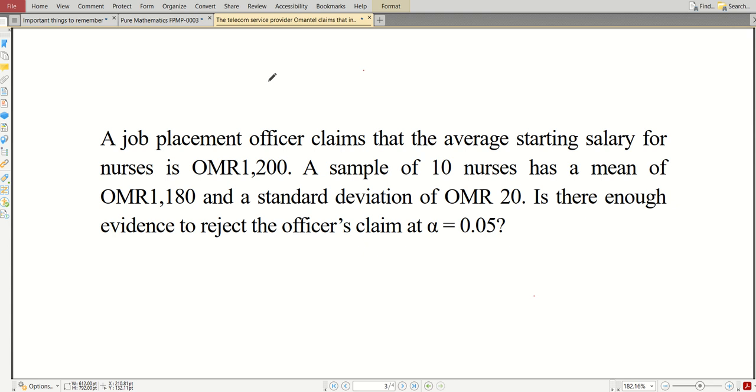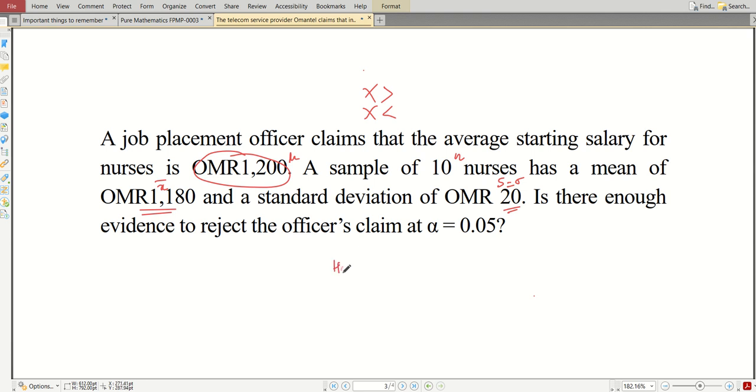Okay. In this third question, a job placement officer claims the average starting salary for nurses is 1,200. This is the average salary. That means this is the value of mu. A sample of 10, value of n, has a mean, because this is the sample mean, so x bar, and a standard deviation is 20. So this is the value of s, or you can call it sigma. Is there enough evidence to reject the claim? What is the claim? That the average salary is 1200. That means not greater, not less.